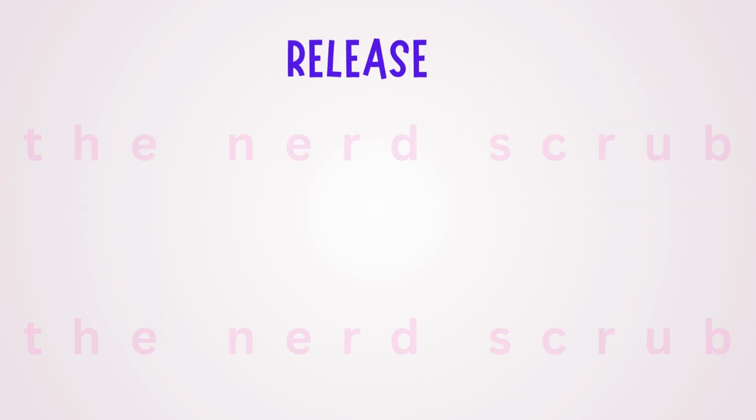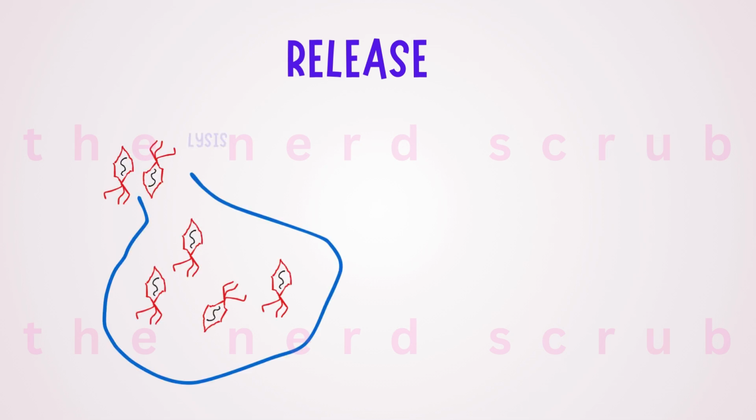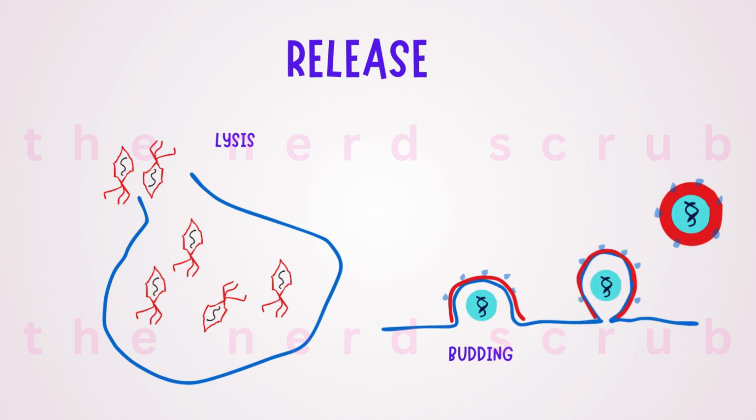Now the final stage is release, where newly formed virions exit the host cell to infect new cells. There are 2 main methods of release, that is lysis or budding. Non-enveloped viruses and bacteriophages typically use lysis, or bursting, where the host cell bursts and releases the new virions. Enveloped viruses like the influenza virus exit the cell by budding, and they acquire their envelope in the process. This method allows the host cells to survive longer, facilitating the spread of the virus.